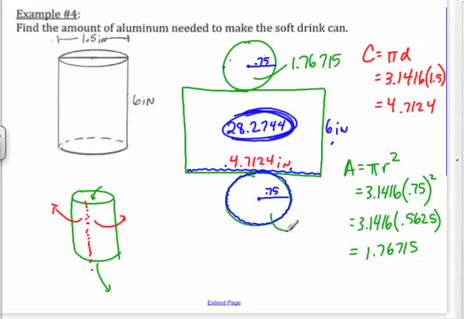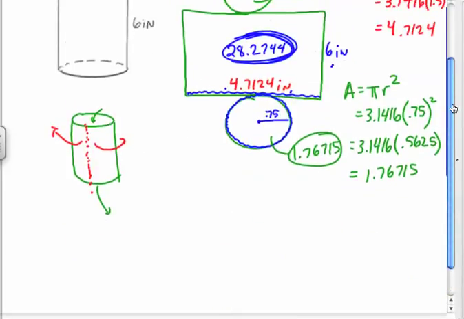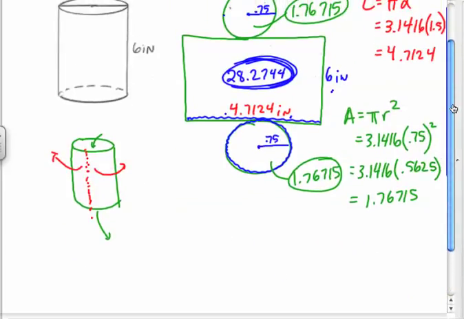But that means it's the area of the other one, 1.76715. Got this area and this area. And then I'm just going to add them all up, guys. So plus 1.76715 plus 28.2744.